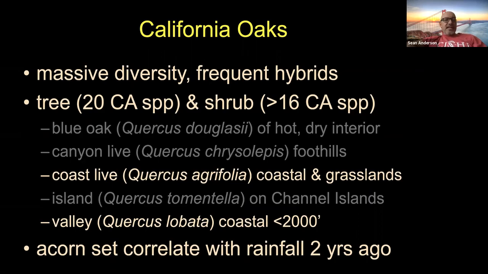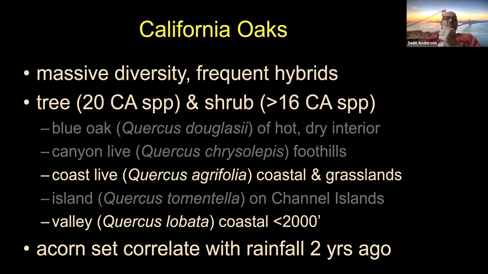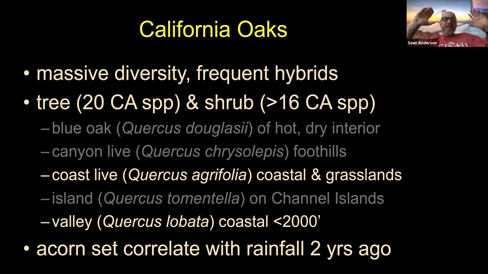Oaks set acorns, and that's one of the main aspects of their ecology. They set a lot of acorns. They produce a lot of reproductive structures. Birds eat these, squirrels eat these, humans eat these. The meal we make from crushed acorns was a key staple for many of our Native Americans that lived in this area for thousands of years. All kinds of cool stuff.